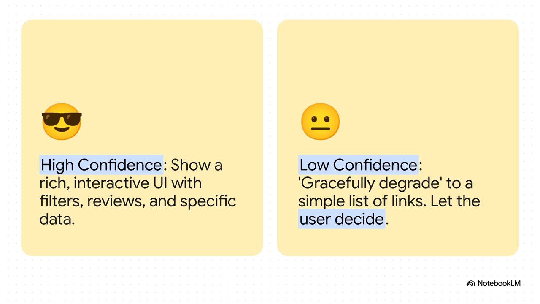When the system is super confident it has the right answer, go ahead, show a rich, detailed, interactive UI. But when its confidence is low, it should gracefully degrade. Just back off, show something simple like a list of links, and let the human user make the final call.